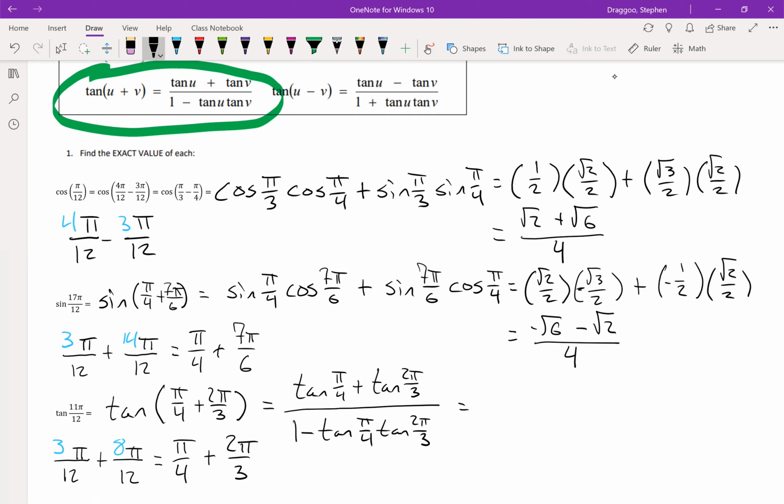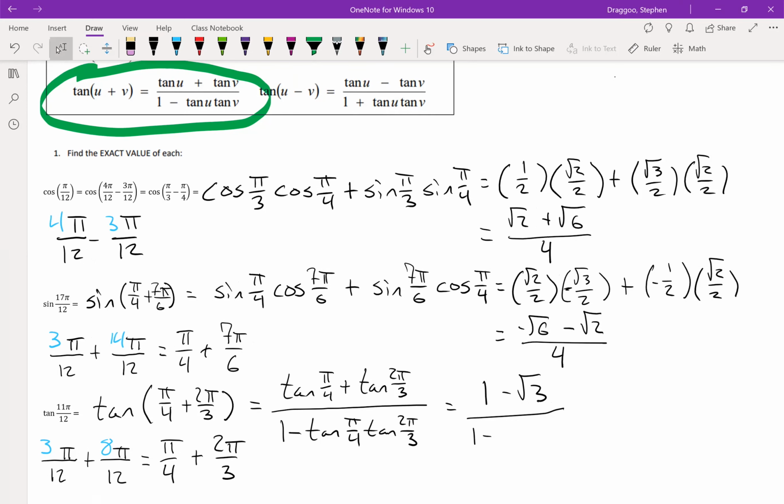Plugging all of that in, tangent of pi over 4 is 1. Tangent of 2 pi over 3 is negative square root 3. Divide that by 1 minus, that'll be 1 times negative root 3. So 1 minus a negative root 3. I think I misspoke a moment ago. Tangent of 2 pi over 3 is, again, negative square root 3.